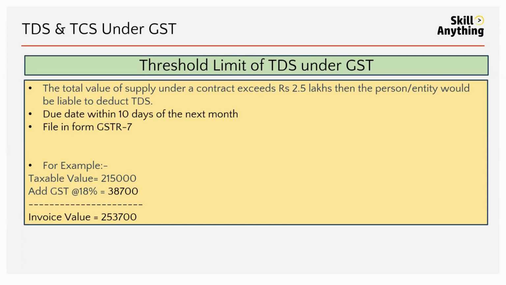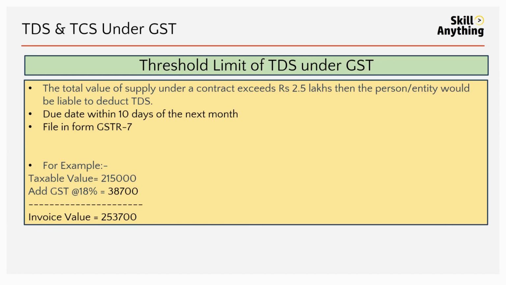If someone deducts TDS in the month of September, then TDS will be filed in October, before the 10th of that month. You have to file TDS on form GSTR 7.